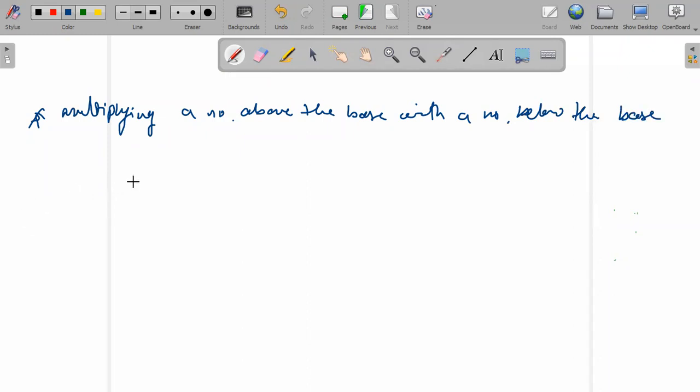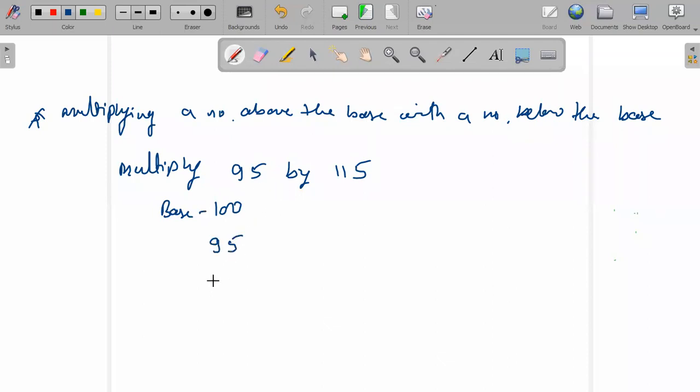Right. So let's have one example. Multiply 95 by 115. Let's see, what will be the base here? The base will be 100. Am I right? The base will be 100. So 95 and 115.